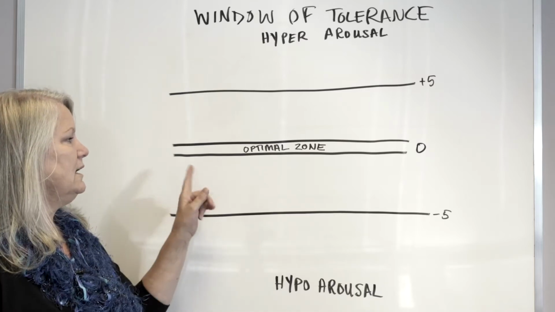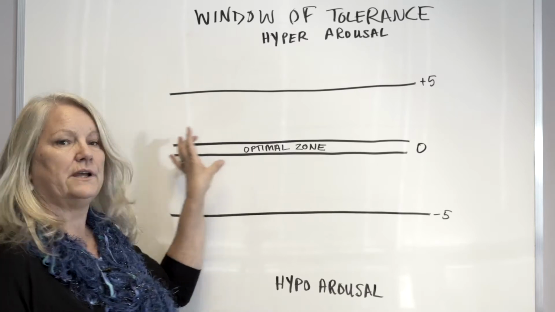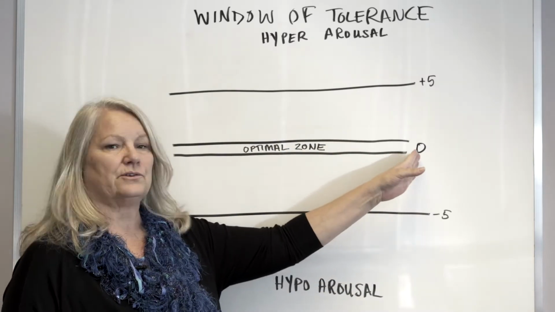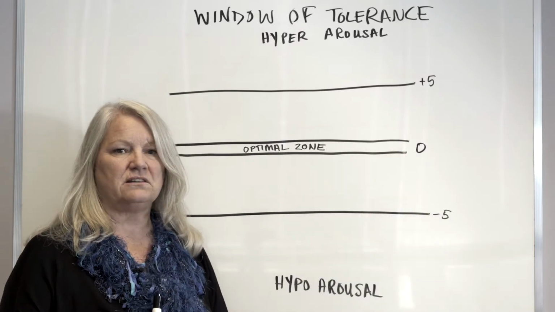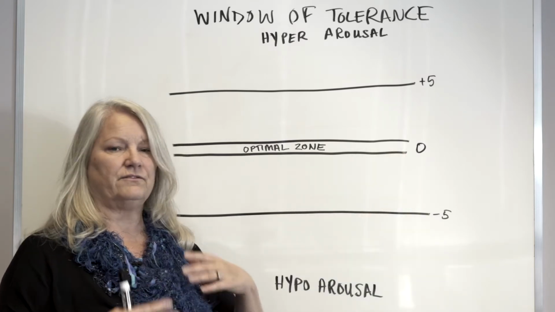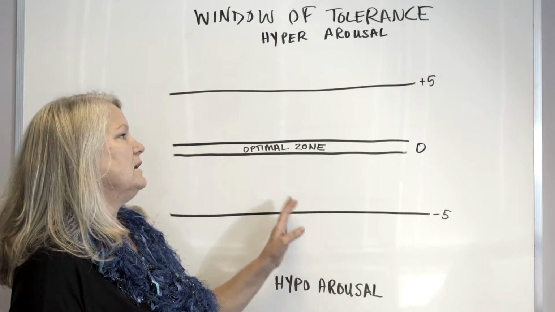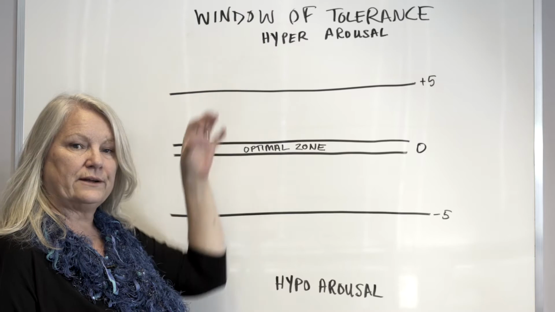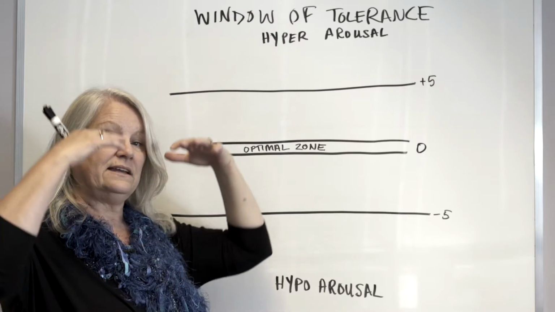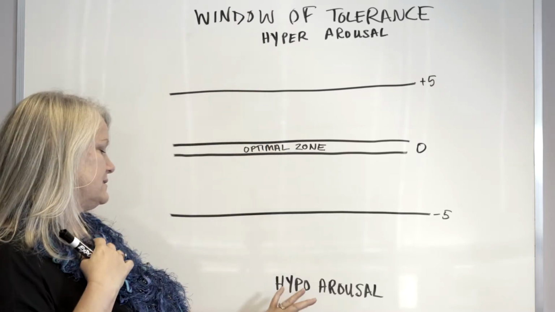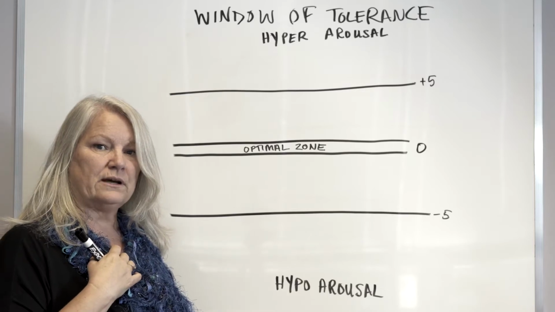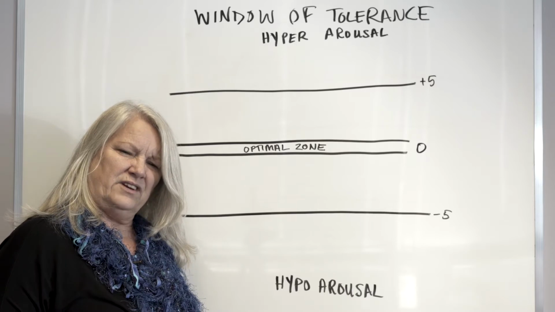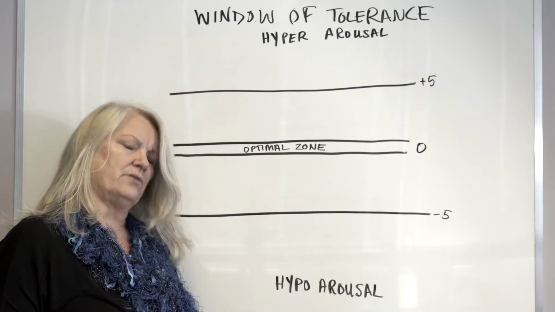So here you'll see we have what's called the optimal zone. I also call this homeostasis. This is when you're at 0. You are in a calm state. There's not much going on. You're not having any fluctuations. You're relaxed. This is what's called hyper arousal. Your energy shifts and you go into a heightened state of being. And this is referred to as hypo arousal. This is when the system begins to shut down and everything kind of feels numbing, okay?